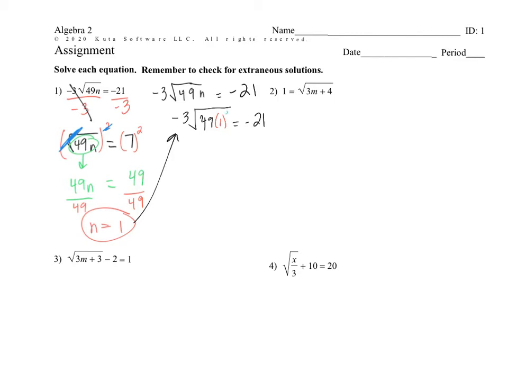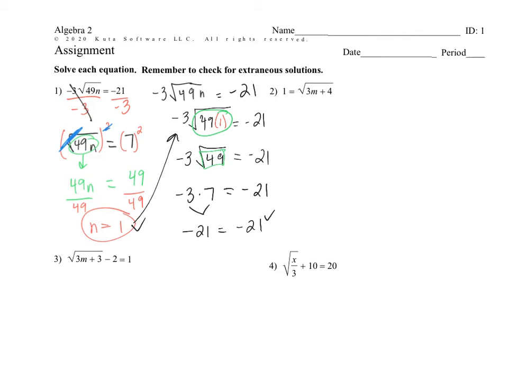So remember, you are doing whatever is under the radical first when we're checking. Okay, so I know that 49 times 1 just stays 49, okay? Now, I still need to do what's under the radical, okay? What is the square root of 49? In this case, it's 7. Well, in every case, it's 7, okay? The square root of 49 is 7. Now we have -3 times 7, which gets me -21, which equals -21. So this fits perfect, okay? Fits perfect.